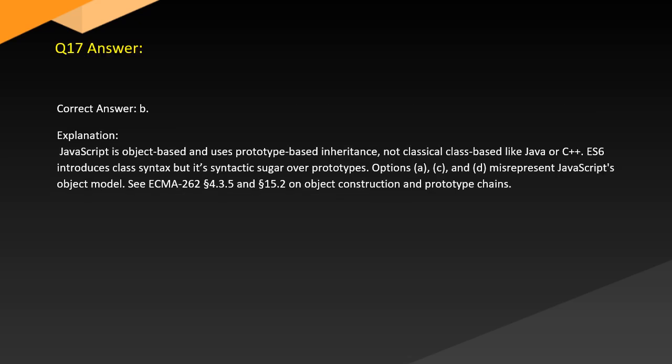Answer. Correct answer: B. Explanation: JavaScript is object-based and uses prototype-based inheritance, not classical class-based like Java or C++. ES6 introduces class syntax, but it's syntactic sugar over prototypes. Options A, C, and D misrepresent JavaScript's object model. See ECMA-262 on object construction and prototype chains.